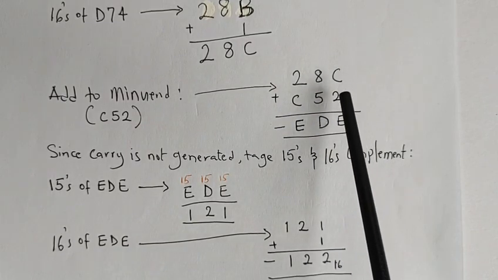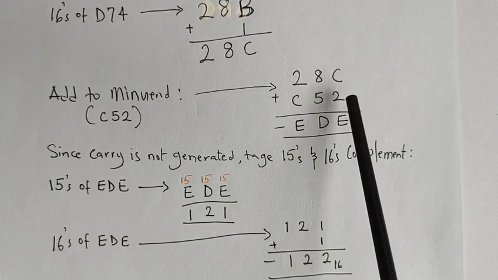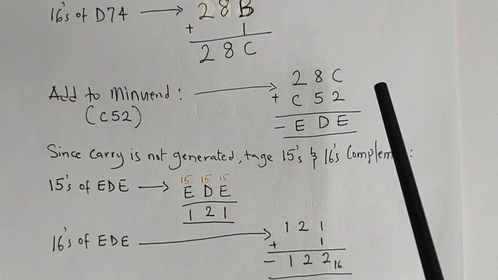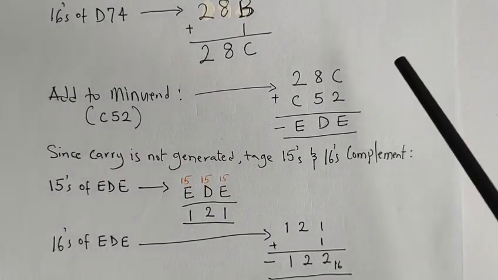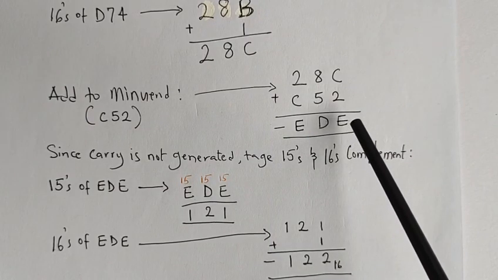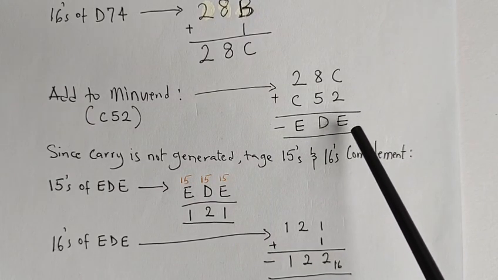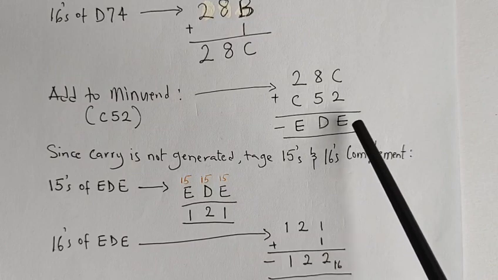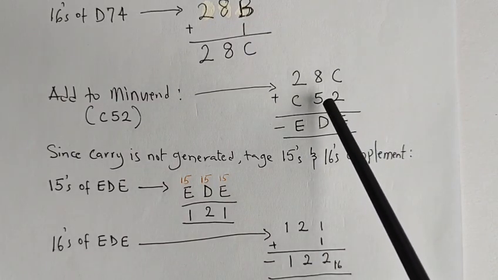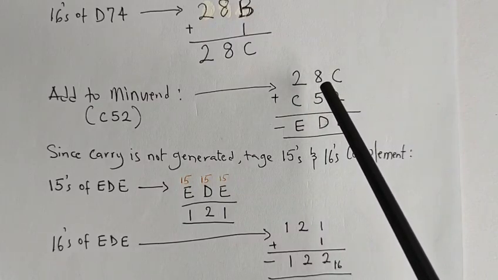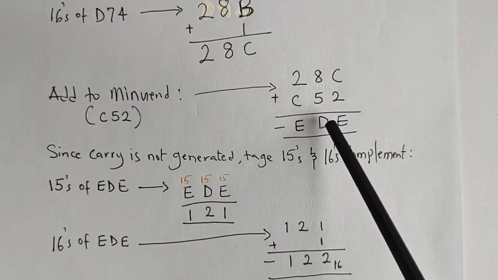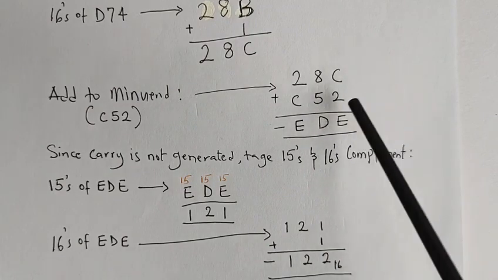So we're going to say 28C plus C52. Now we know what C is. C is 12. So 12 plus 2 is going to give us 14. Right, so we can't directly write 14, we have to write E. E represents 14. So we have this 8 plus 5. 8 plus 5 is going to give us 13. So we cannot write 13 directly, we have to write D, according to hexadecimal number system table.